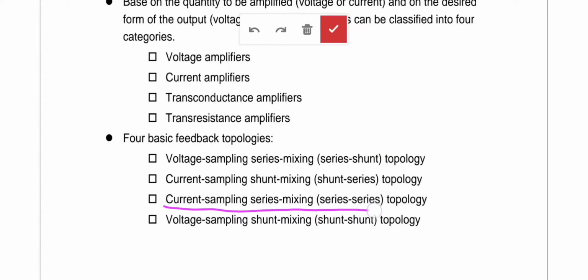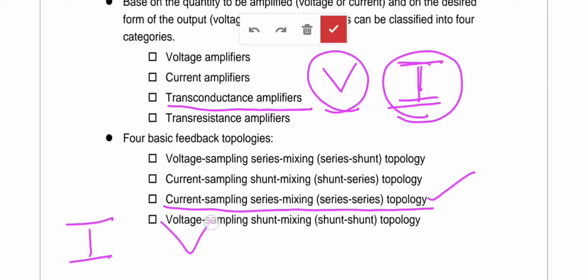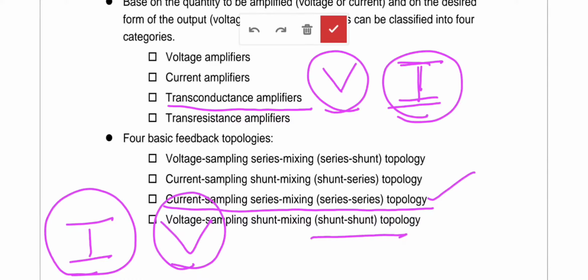Same way, what is transconductance? Transconductance means I by V. So input is voltage, output is current. So input voltage means series mixing, output current means series sampling. So it is series topology. Same way, transresistance means input is current, output is voltage. So input current means shunt mixing, output is voltage means shunt sampling. So it is shunt topology. Like this the name comes.